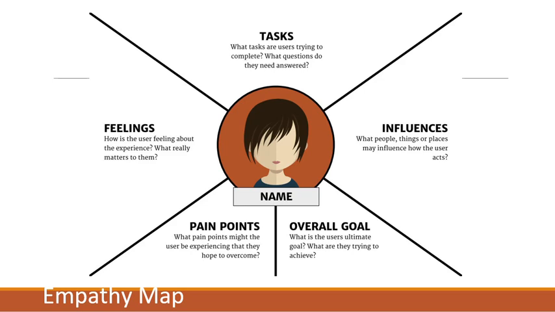Okay. So, if you still remember, we have done this before, empathy map. Okay, empathy map, we have pain, gain, right? Okay, this one is upgraded. Okay, we have feelings, influences. Okay, if you still remember what the person see, person do, right? So this one is a little bit updated. Okay, pain points. What pain points might the user be experiencing that they hope to overcome?